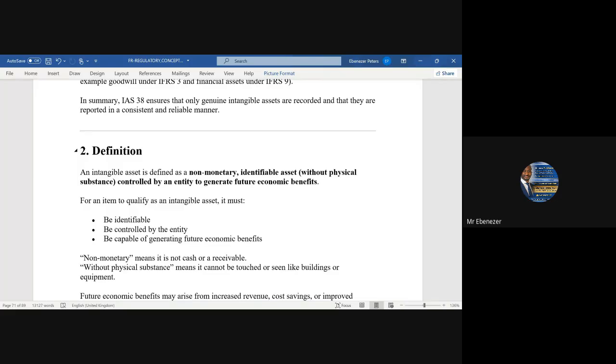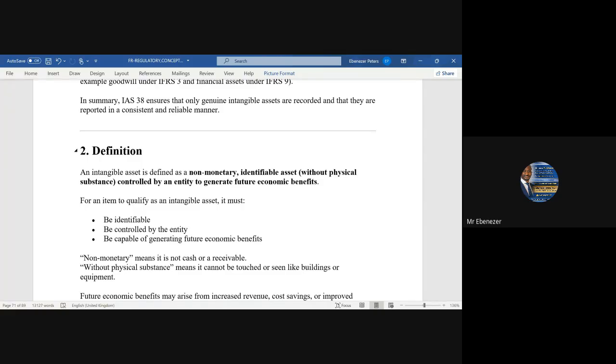They are identifiable. When we say non-monetary, it means they don't have cash form, and they are not something that you can see somebody is owing you or that you are owing somebody. You understand me now? So that's why we say you can't quantify them in monetary terms. And number two, they must be identifiable.